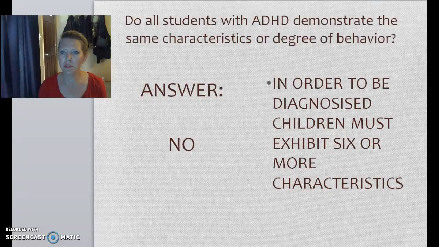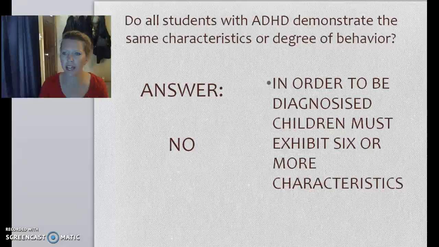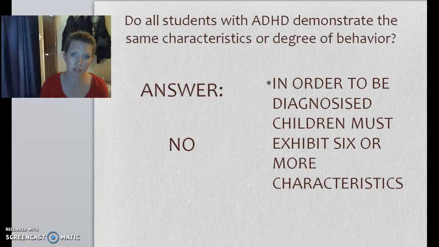Do all students with ADHD demonstrate the same characteristics or degree of behavior? Well, I think we just discussed that, and the answer, of course, is no. One of those ways is that there are rules set up, and in order to be diagnosed, children must exhibit 6 or more characteristics of what we just talked about. That helps because I work in early childhood, and at certain times in children's lives, they can display any of those types of characteristics. So it's important to know that to get a diagnosis, they have to have 6 or more characteristics, so that children are not being diagnosed when they shouldn't be.